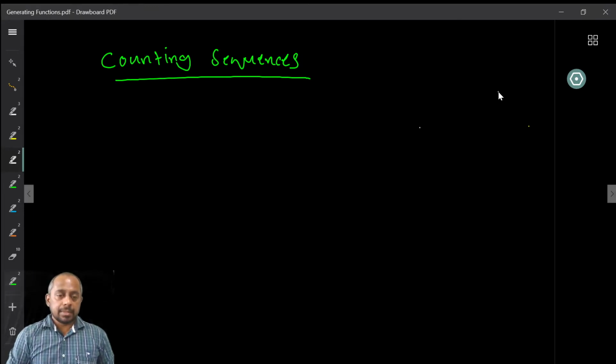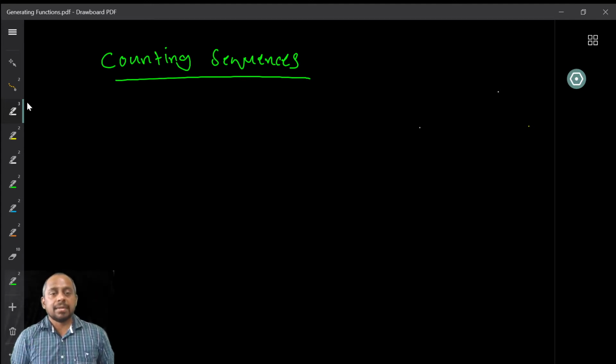A counting sequence. Suppose you have a combinatorial class of objects, say permutations or triangulations of a polygon, or binary words of length n, or the set of all binary words, for example.